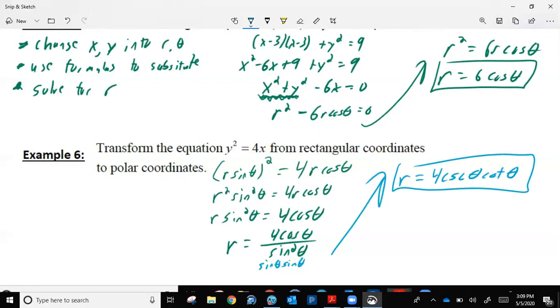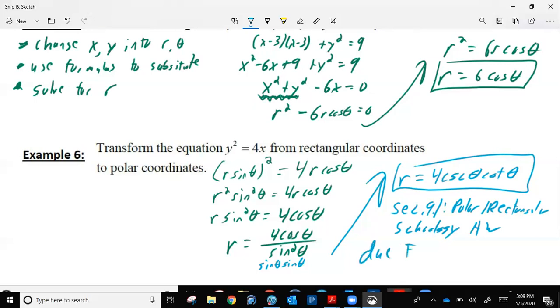All right. That pretty much does it for converting rectangular points or equations back and forth. Your assignment, there is a section 9.1 polar rectangular Schoology assignment. That's a completion grade. It will self-grade it for you. You can have 2 tries if you want to do it again and get better the second try. Please have that done by Friday at 11 a.m.